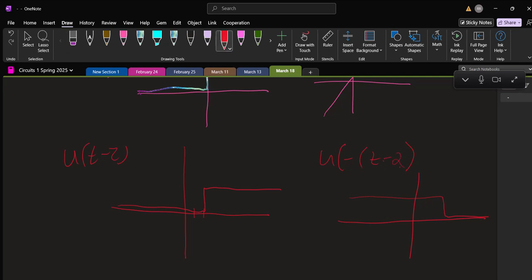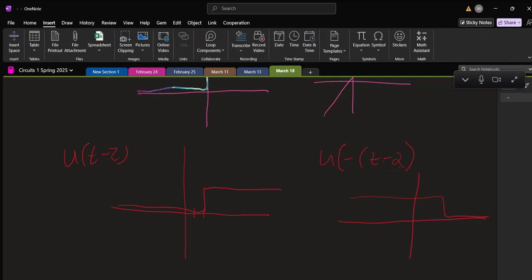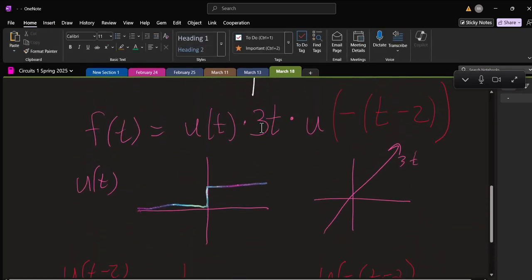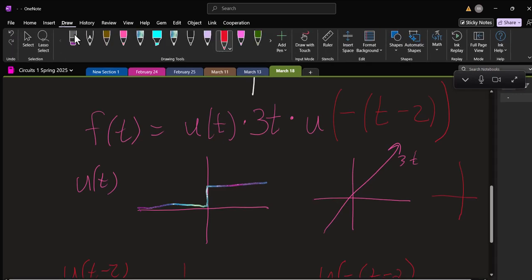Make sure that's right. Yep, that works. Okay, so now let's look at our three functions together. So u of t is 0 until we get to 0. So if I multiply that times anything, I know I'm going to get 0 until we get to 0. So it'll be 0 all the way until 0.